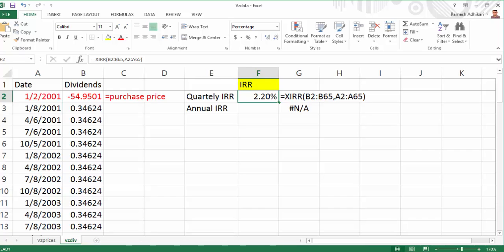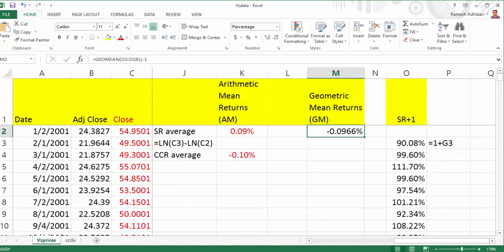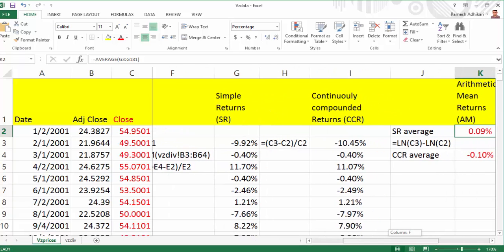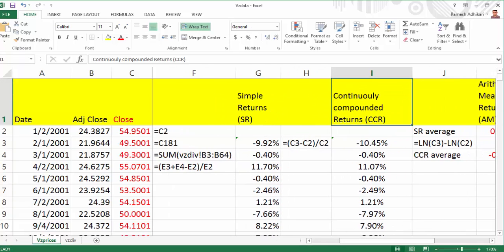And if you want to annualize that, if you remember how we do it, it's basically 1 plus our quarterly rate to the power 4, meaning there are 4 quarters in a year, so you raise it to the power 4 and subtract 1. Okay, that's 9.10% as the annual internal rate of return. So this is how we calculate the internal rate of return, as well as the geometric mean return, arithmetic mean return, continuously compounded return series, and simple return series.